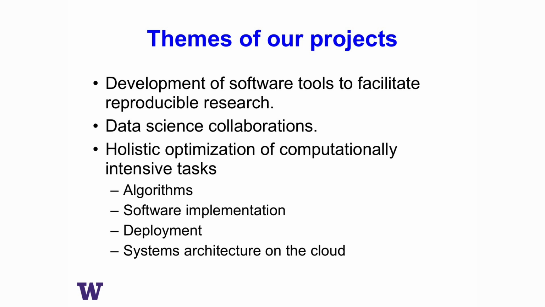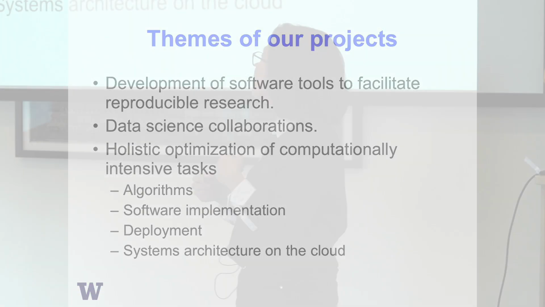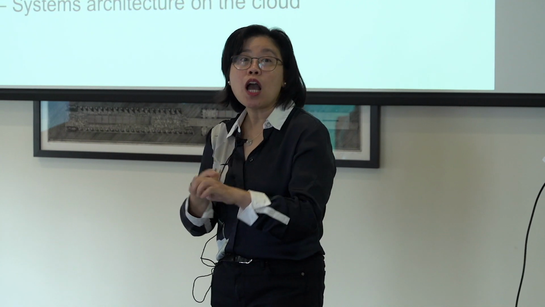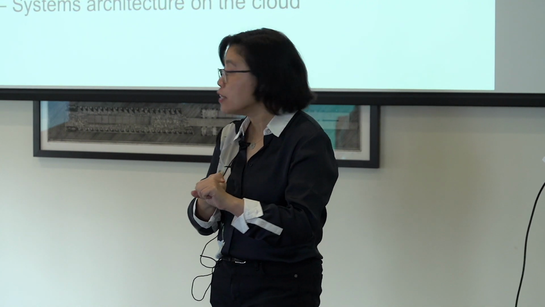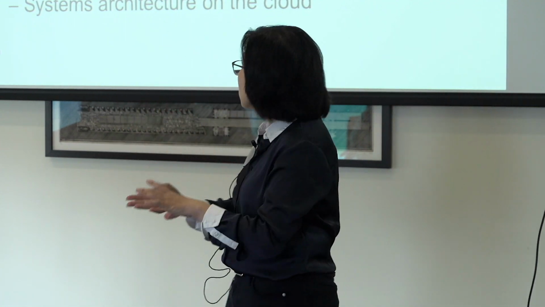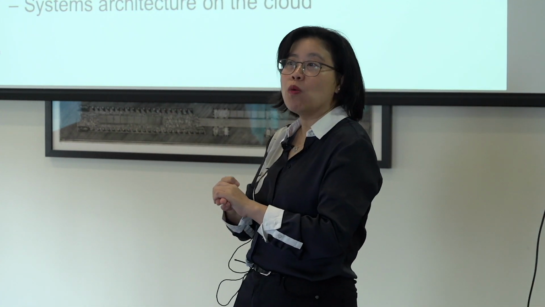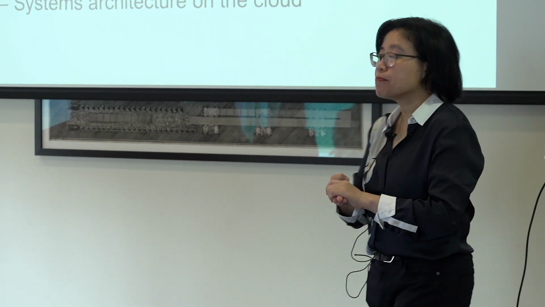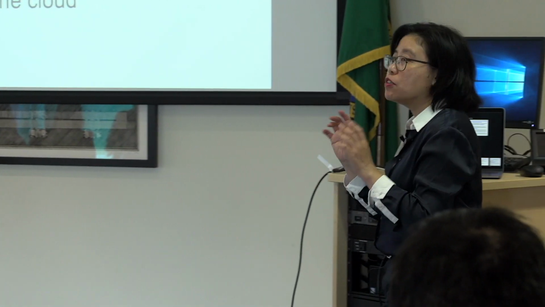We reduce the running time. If we reduce the running time, it would save us money on the cloud. And we do these types of optimization from 4 different angles. We optimize the algorithms. We optimize the software implementation. We optimize the way we deploy these tasks. And we also optimize the architecture when we deploy these tasks on the cloud. So we are going to touch on a little bit of these.